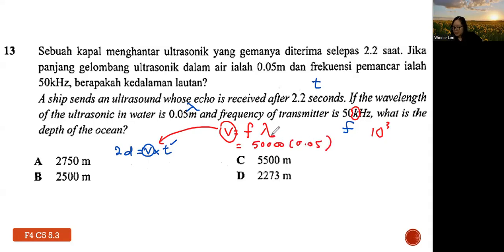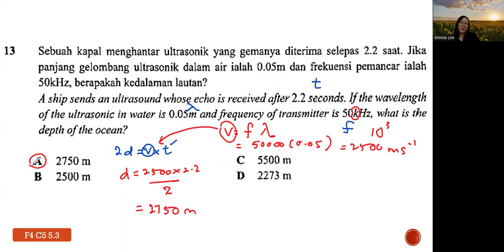So you calculate this and get the answer first. You're supposed to get 2,500 meters per second. Once you have that, you can find the depth, which is 2,500 times 2.2, and then the whole thing divided by 2. So at the end, you will get the answer 2,750 meters. So the answer is A.